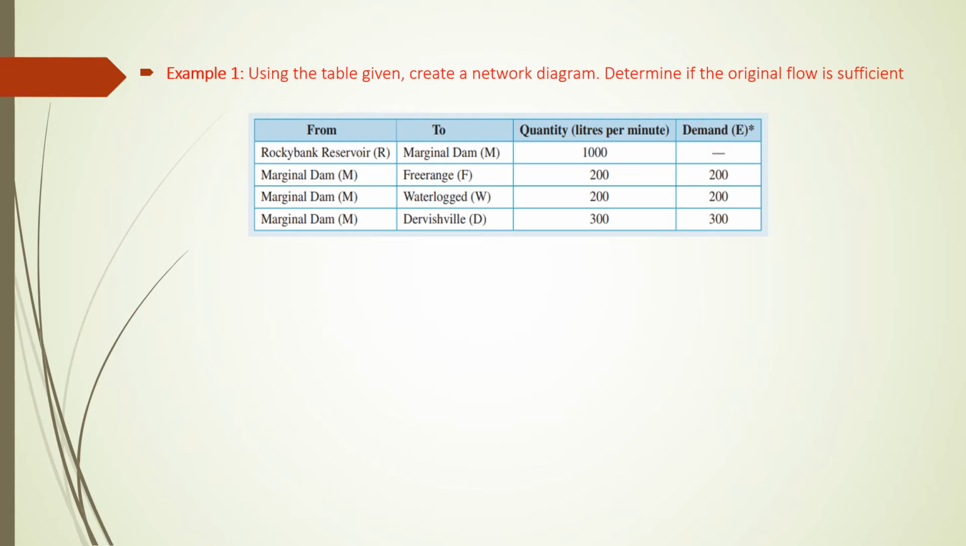All of it is originating from the Rocky Bank Reservoir, so I'm going to draw that. You can either just draw it as a dot and label it R next to it, or you can put in a circle like this. So now the Rocky Bank Reservoir feeds the Marginal Dam. The quantity there, the flow, is 1,000 litres per minute.